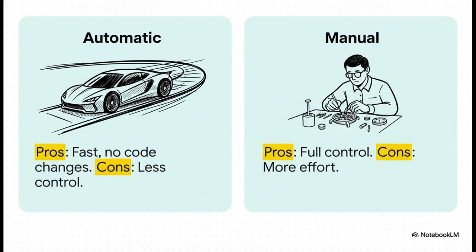Automatic instrumentation is just incredible. It's fast, and often you can get started with literally zero code changes. The catch? You get what it gives you. Manual instrumentation, on the other hand, means you have to write a bit of code, but in return, you get total, fine-grained control to trace the exact pieces of business logic that you care about the most.